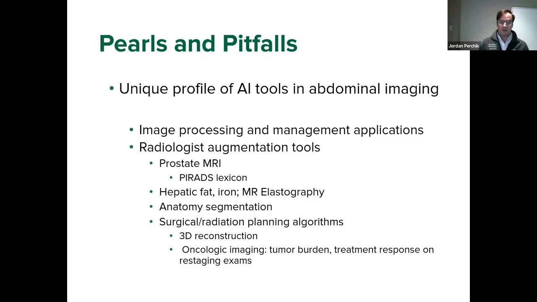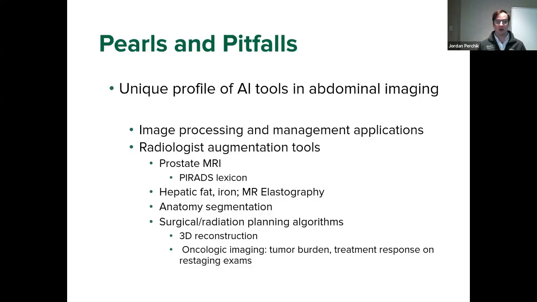So, pros and pitfalls of AI in abdominal imaging. It's good to remember that this is one of the more unique subspecialties in radiology when it comes to the AI profile. We have a lot of image processing applications, and some of the more subspecialty-oriented AI applications, compared to other specialties that are more focused on acute findings and workflow triage. So this could be a model for other subspecialties, as we look at how to integrate this and increase our quality for very specialized, advanced, challenging exams.